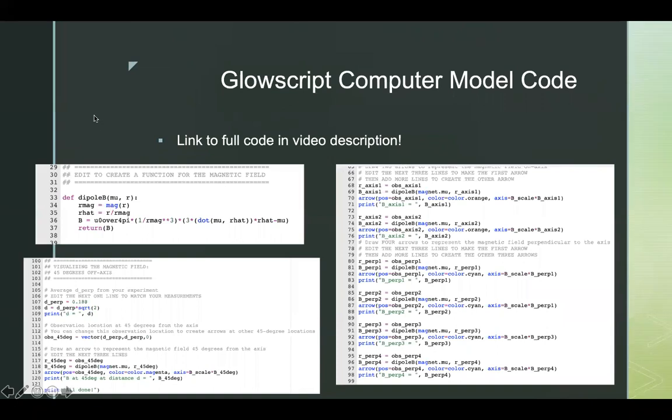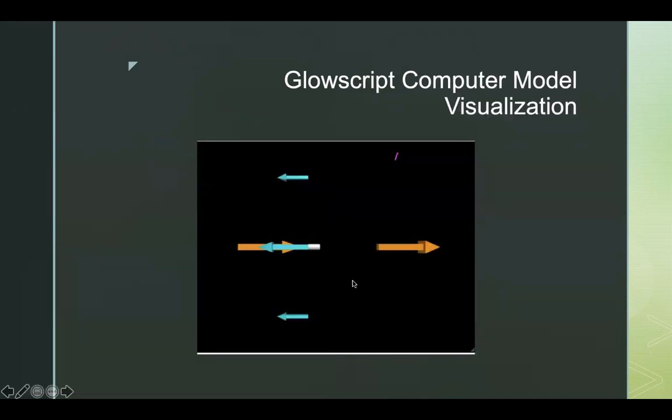Here are some of the screenshots from the Glowscript computer model. The function for creating that magnetic field is over here on the top left. All of our different calculations for different observation locations for magnetic fields on axis and on perpendicular axes to the bar magnet are on the right. And then on the bottom left, we have the code to visualize the magnetic field 45 degrees off axis. And here's what that visualization looks like.